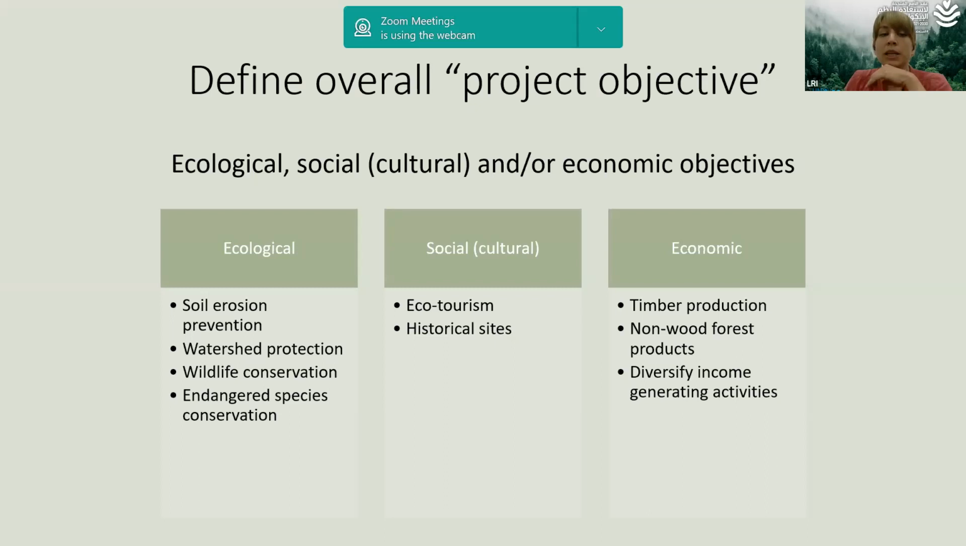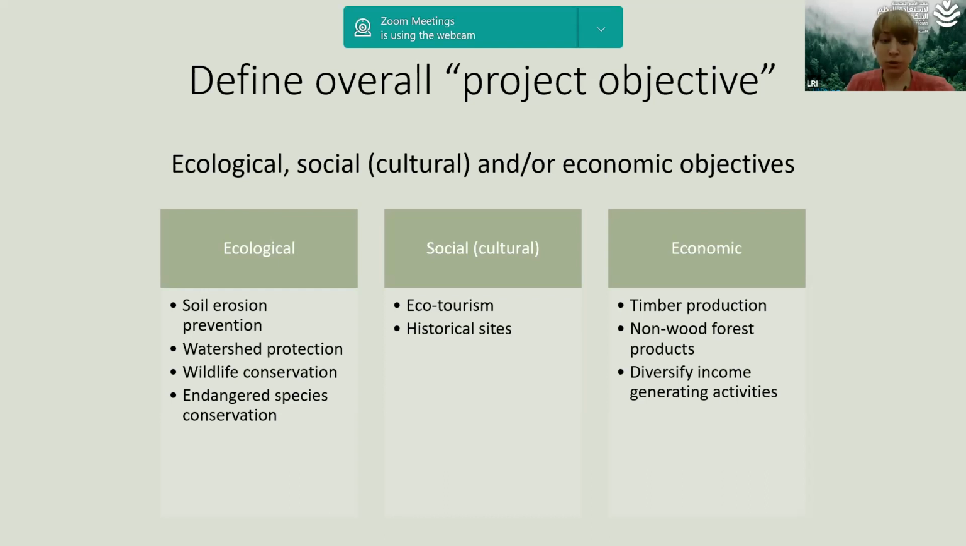First of all, we need to be able to define our objectives. It's not only about planting trees or shrubs on the ground. This is not the only objective that we have. Our objectives could also be ecological, social, cultural, or economic. Examples of ecological objectives could be to prevent soil erosion, watershed protection, wildlife conservation, endangered species conservation.